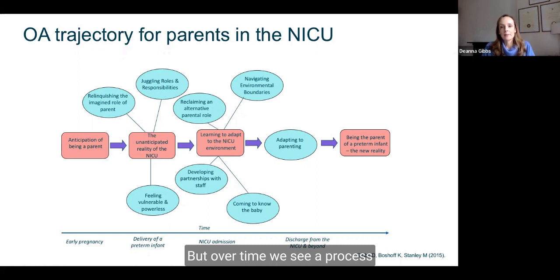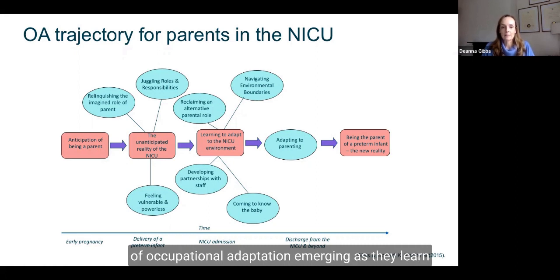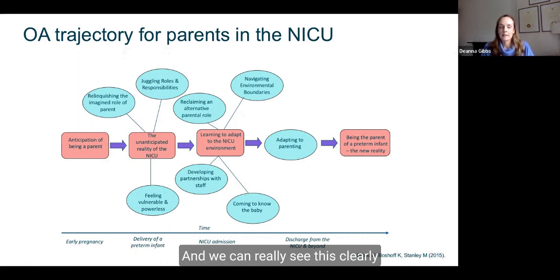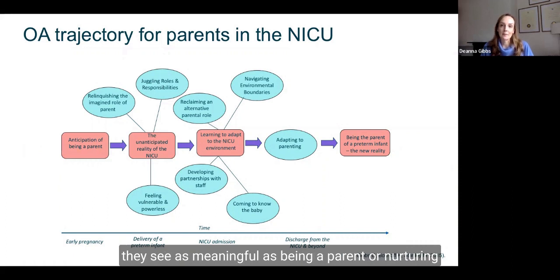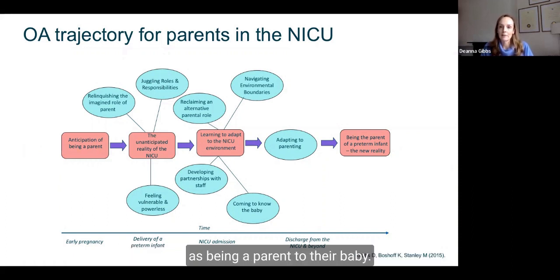But over time, we see a process of occupational adaptation emerging as they learn to adapt to the neonatal unit environment. And we can really see this clearly in terms of the work that parents put into reclaiming an alternative parental role. So that is elements around being able to be close to their baby, being able to engage in activities that they see as meaningful, as being a parent, or nurturing as being a parent to their baby.